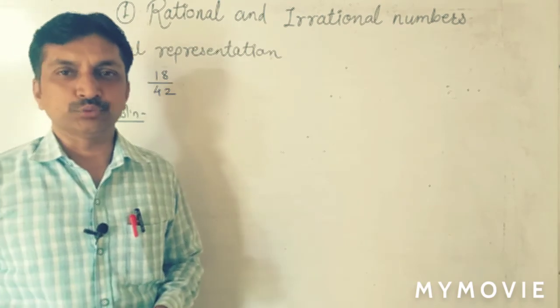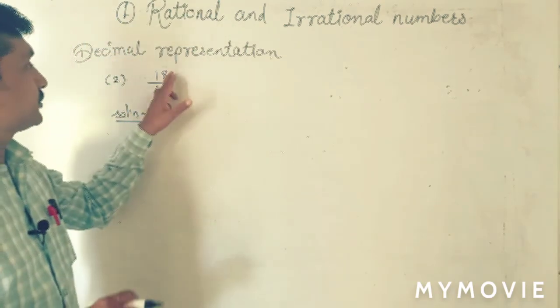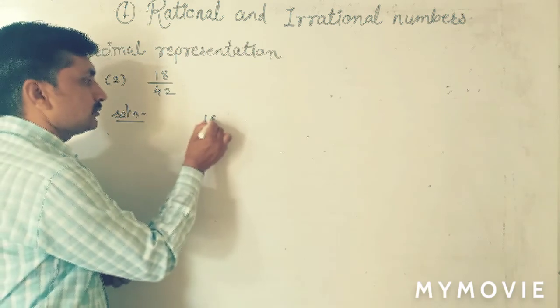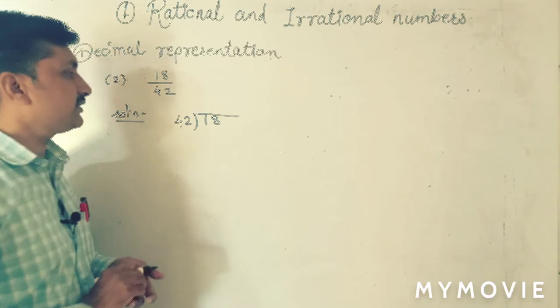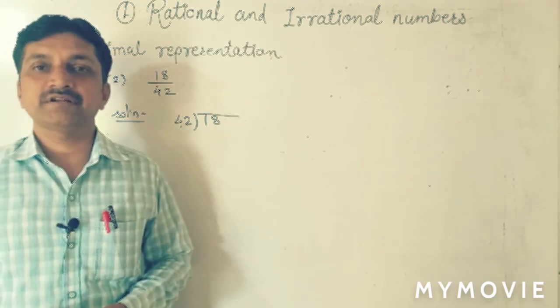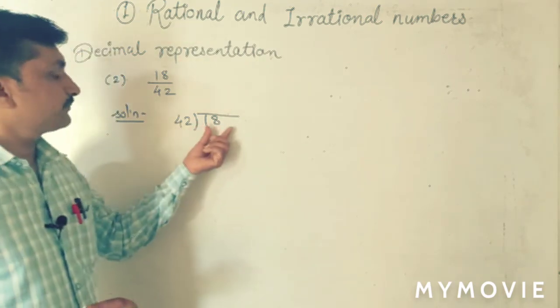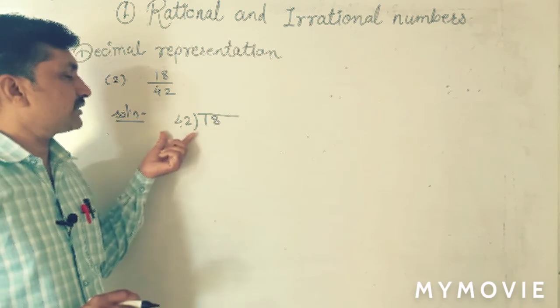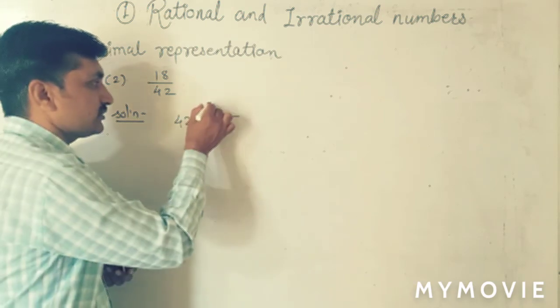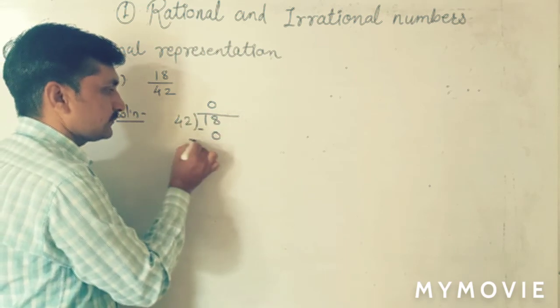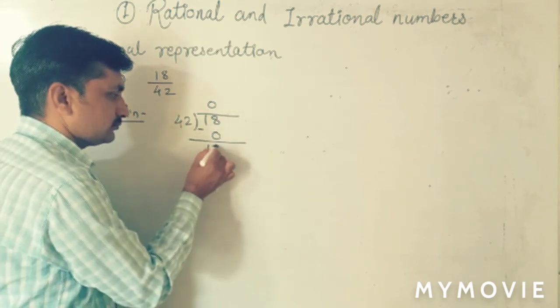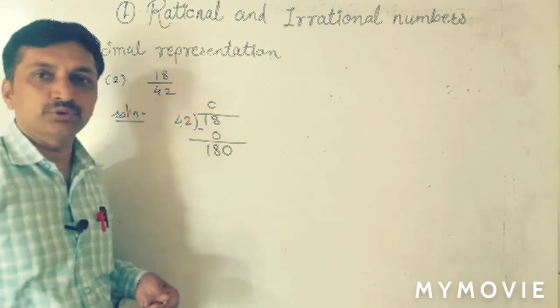Let's see example number 2. In example number 2, the dividend is 18 and the divisor is 42. When we divide here, we get the answer in decimal form. Again, the dividend is smaller than the divisor. That's why first we divide by 0. 42 into 0, 0, I write here. Subtraction 18, and now we have to continue by taking 0.